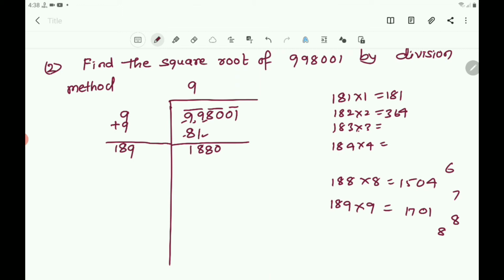Then you will get the number which is okay. 9 you put, that becomes 9. Then that is 1701. Then 0 minus 1 is 9, and that is 7, and also 8 minus 7 is 1, 179 you got. Then you take down the next group 0 1. Take down the next group.